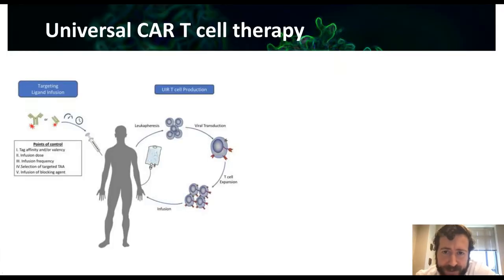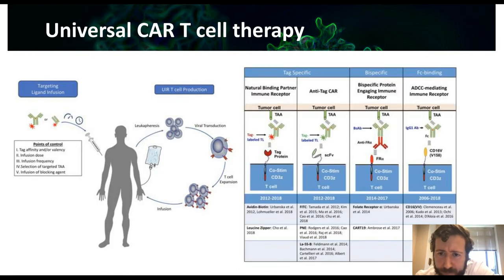And so again, this is how the therapy would work. So the patient's blood cells are isolated and then transduced with a virus to make the universal CAR. Those cells are then expanded and then reinfused back into the patient. And then at the same time, the patient is administered with that anti-tumor adapter molecule. And this again gives more control over the timing of the therapy as well as the potency of the anti-tumor activity.